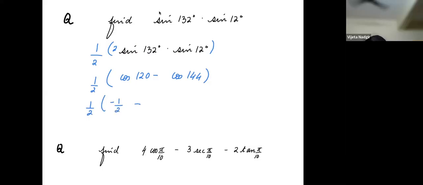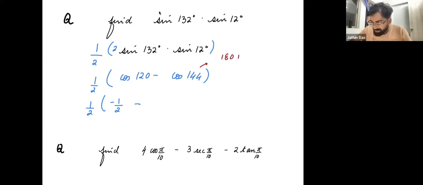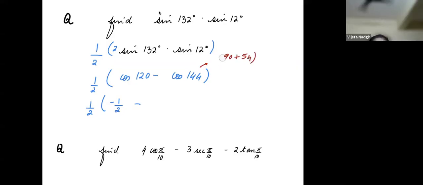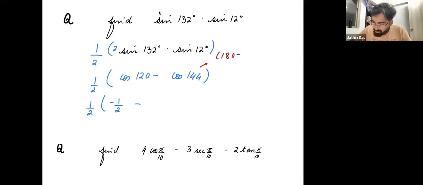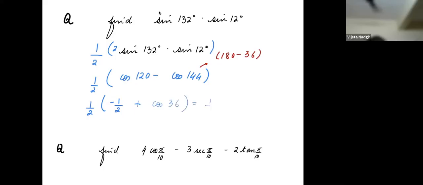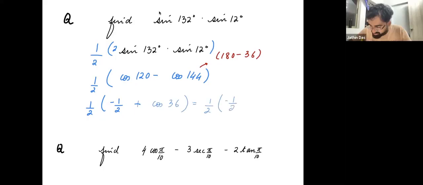What did you do for this? It is minus cos 36, so minus minus plus. Yeah, 180 plus 54, right? No. Sorry, 90 plus 54, correct? I did 180 minus 36. That is also correct. So that will be minus cos, so this will be plus, cos 36 will come. Correct. So half plus root 5 plus 1 by 4.